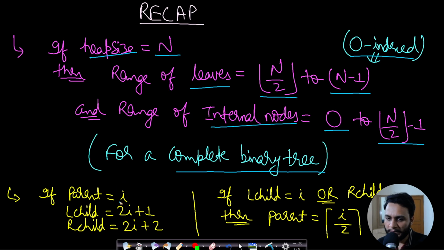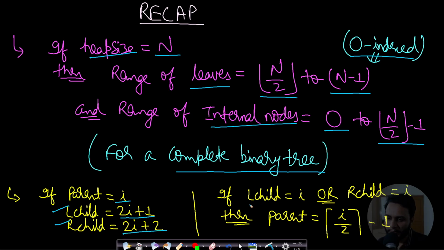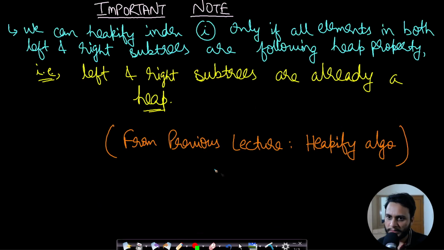Now if our parent is at index i, then the left child will be at index 2i plus 1, and the right child will be at index 2i plus 2. And similarly, if our left child is at i or our right child is at i, then our parent index will be ceil(i/2) minus 1, right? So this was just a recap.